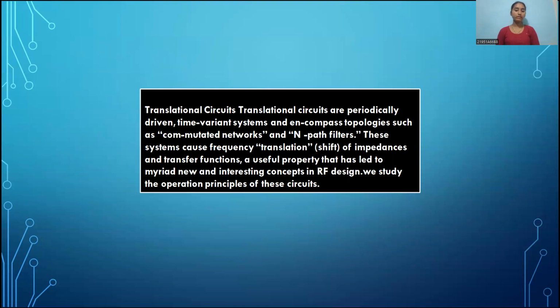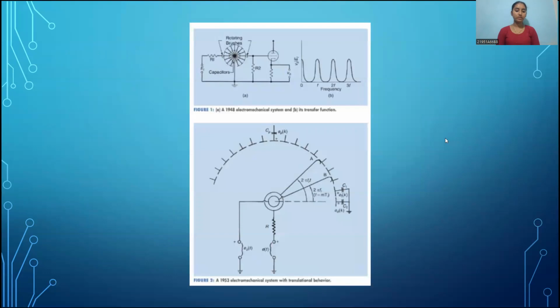Transitional circuits are periodically driven time variant systems and encompass topologies such as commutated networks and N-path filters. These systems cause frequency translation of impedance and transfer functions, a useful property that has led to myriad new and interesting concepts in RF design. We study the operation principles of these circuits. These are the figures 1a and 1b that we discussed.